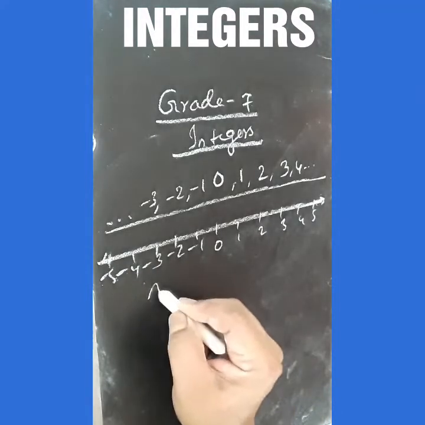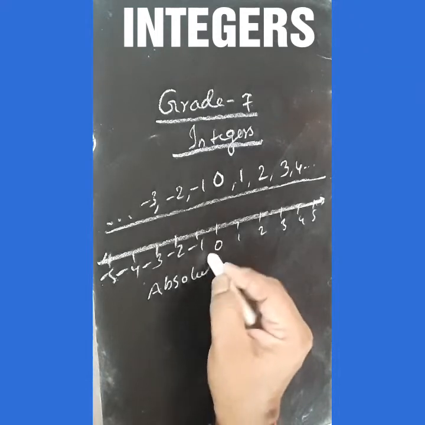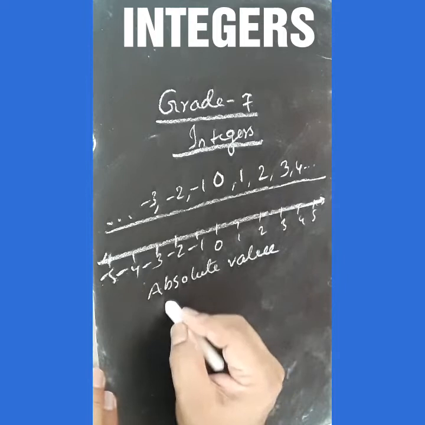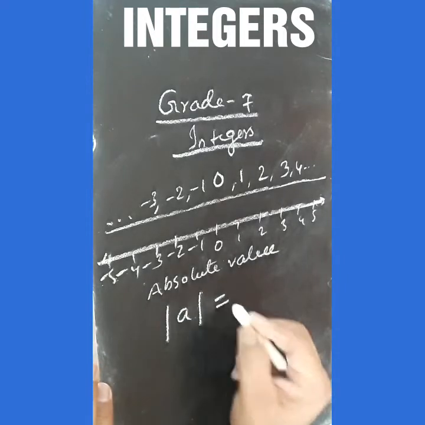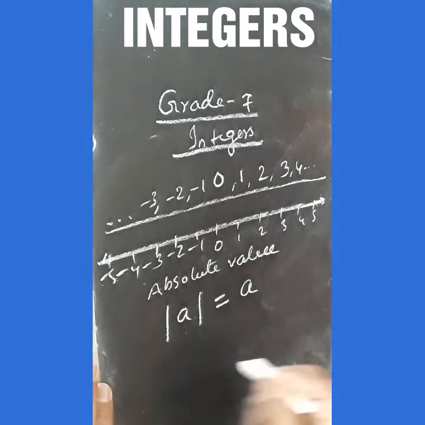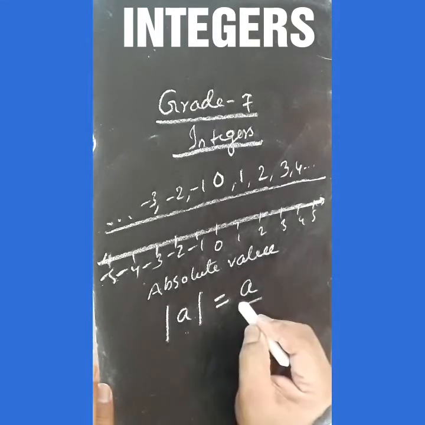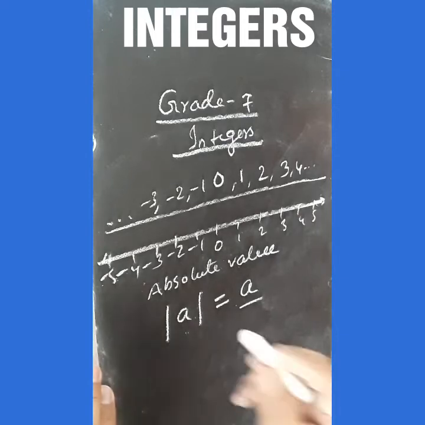Now we are going to see absolute value. Absolute value is represented like this, and the absolute value of A is A. Whether it is negative or positive, we always write the positive value without any sign. And what is the meaning of this absolute value?